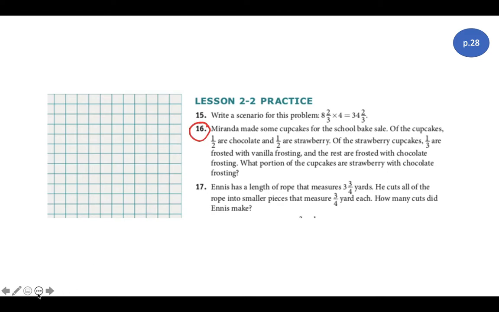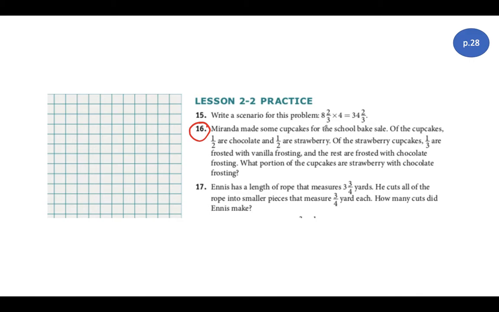Miranda made some cupcakes for the school bake sale. Of the cupcakes, a half are chocolate and a half are strawberry. Of the strawberry cupcakes, 1/3 are frosted with vanilla frosting, and the rest are frosted with chocolate frosting. What portion of the cupcakes are strawberry with chocolate frosting? That's a lot to unpack. This one it's nice to have maybe a picture for.